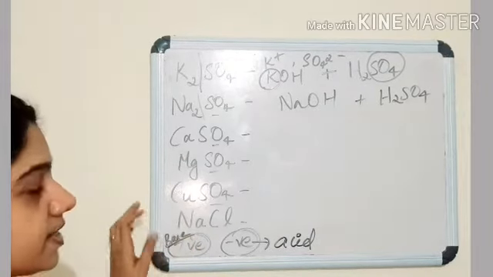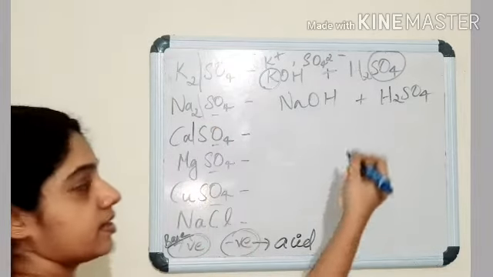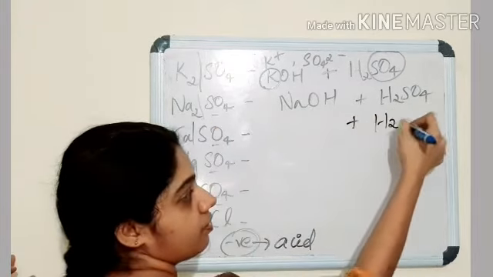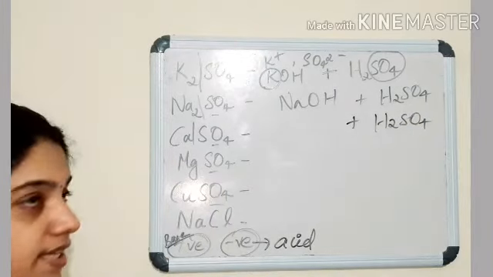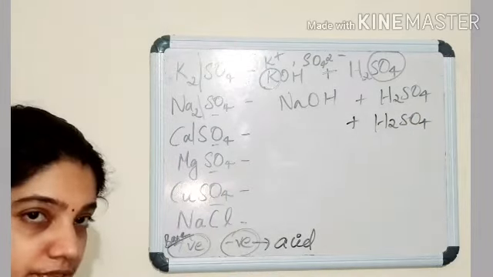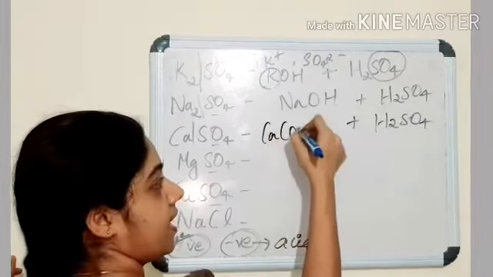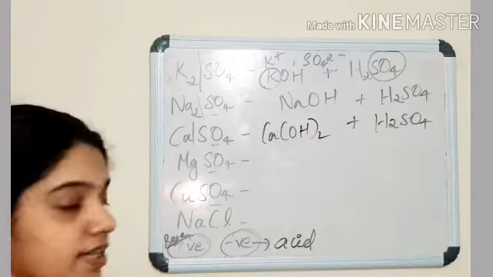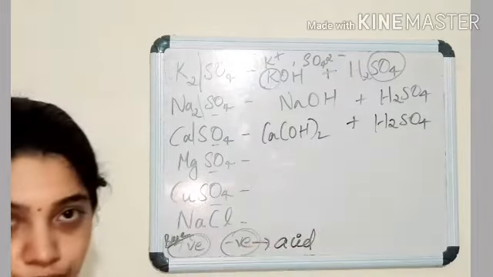Right? Calcium sulfate, CaSO4. Again, two parts are there. SO4 is there, so it will be H2SO4. Now what about the Ca? Can you predict any base using the Ca? Right? Calcium hydroxide, Ca(OH)2. Calcium hydroxide and H2SO4. Okay.